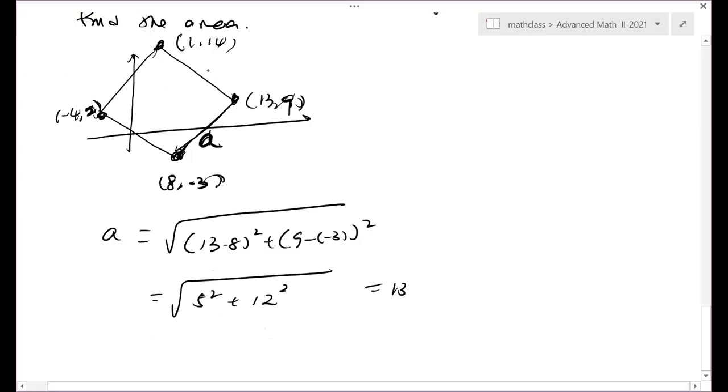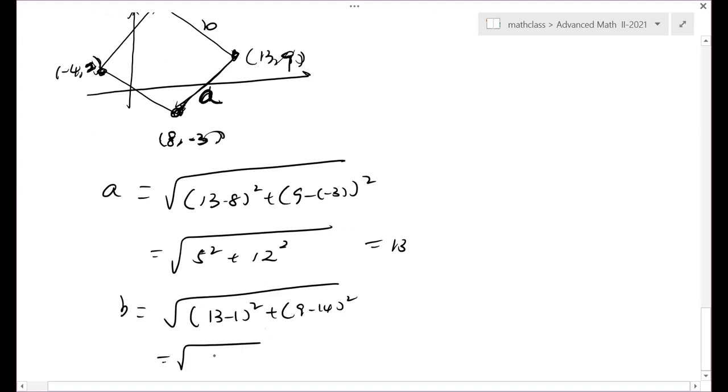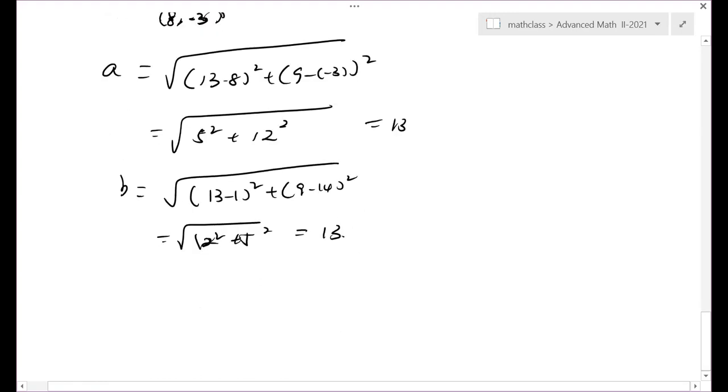So that's called B. B is going to be the square root of the difference of the x coordinates squared plus the difference of the y coordinates squared. This will be 12 squared and this is 5 squared, so it's still equal to 13. That's enough, because you're told that it's a square, so you don't need to waste time calculating to find B. So the area, of course, since it's a square, is going to be 13 squared.